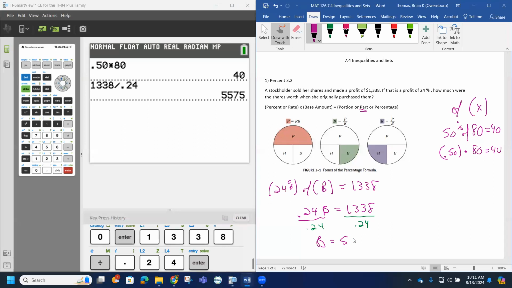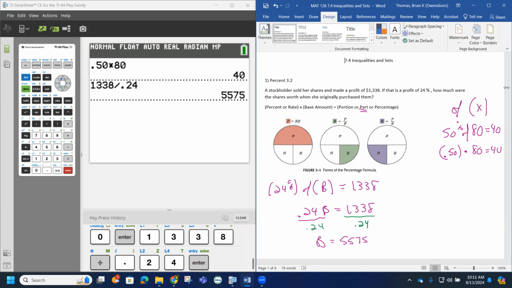So 5,575 was our base amount. The original amount was 5,575, and she got 24% of that, and that gives us the 1,338. And that sounds reasonable.